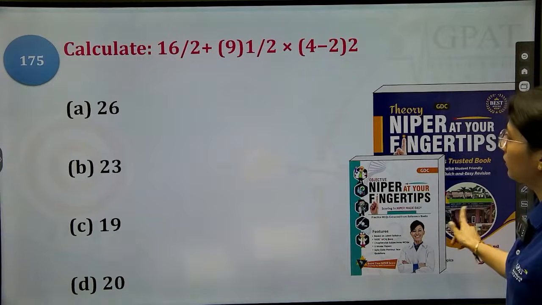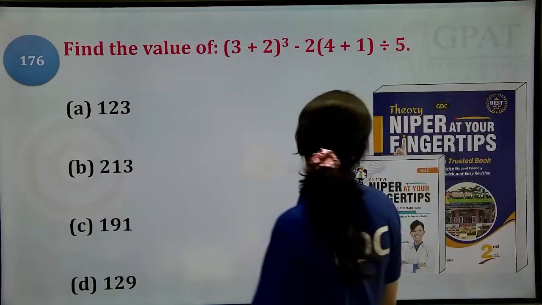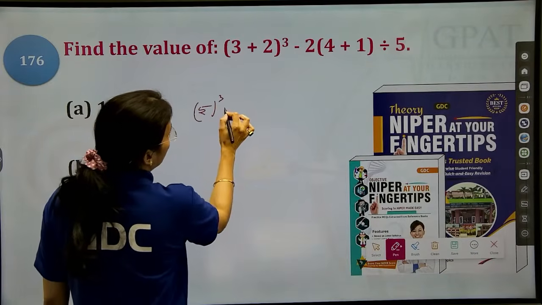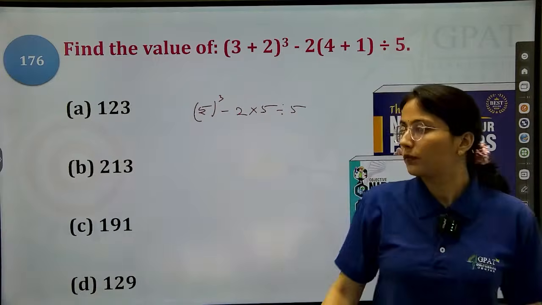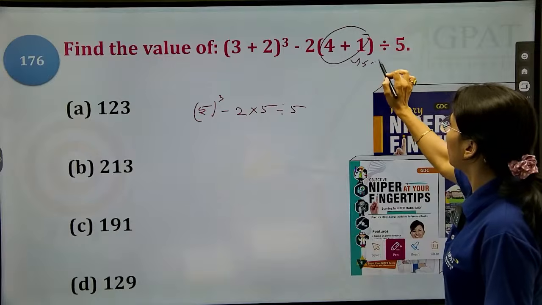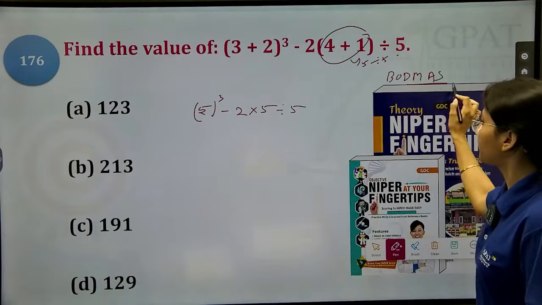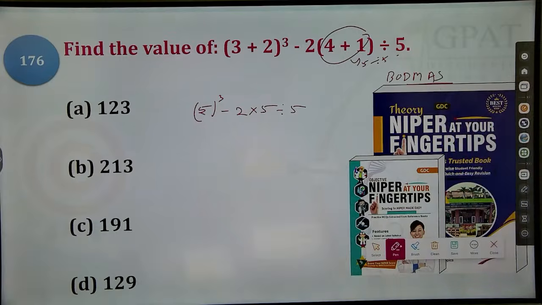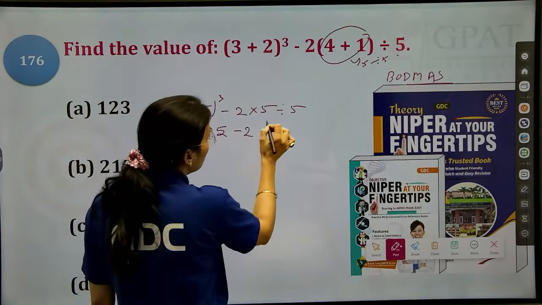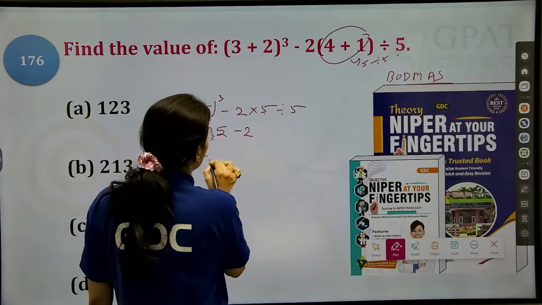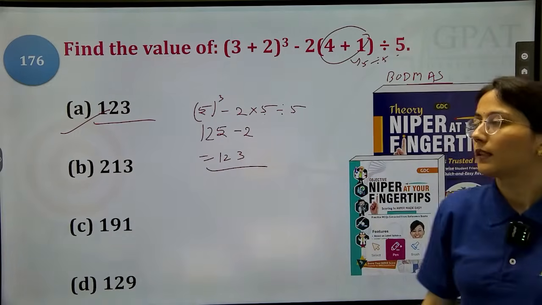Now move to the next question. Find the value of 3 plus 2, that is 5 cube minus 2 multiply 5 divided by 5. From here 4 plus 1 is 5, and we have to divide 5 by 5. We use BODMAS rule in this question. So 5 cube is 125, minus 2, and 5 divided by 5 is 1. So 125 minus 2 plus 1 is the answer. Option number A is correct.